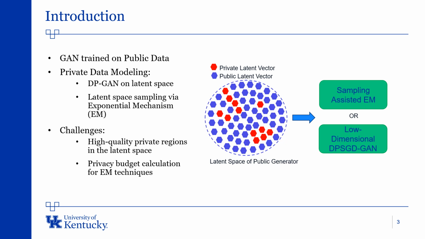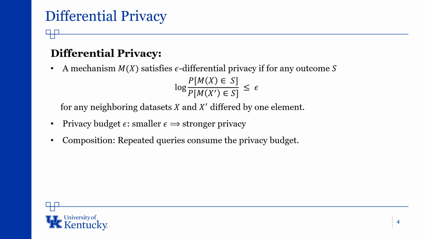However, when sampling assisted exponential mechanism is employed, two main challenges arise. The first one is that the sampling process may struggle to reach the high quality private regions in the latent space. The second challenge is that the privacy budget needs tighter analysis such that a large number of synthetic samples can be released.